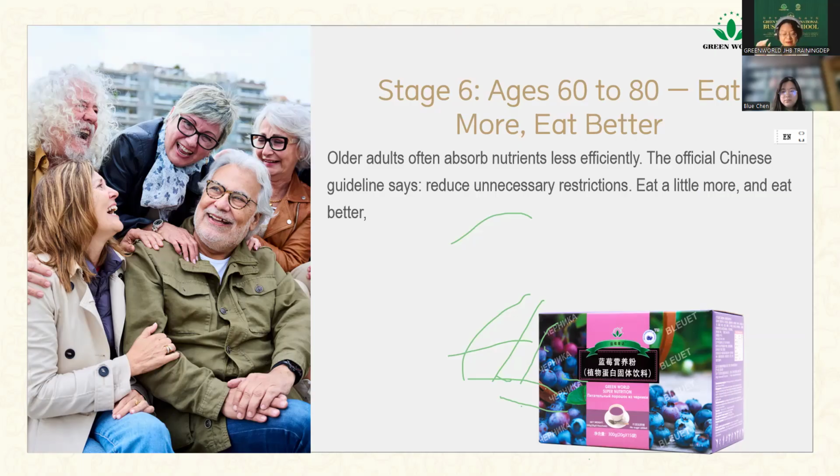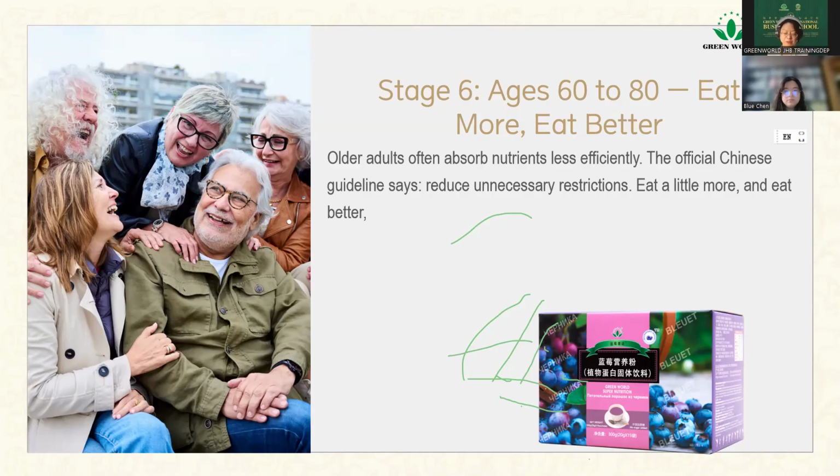This means every bite needs to be nutrient dense. Older adults often absorb nutrients less efficiently. So the official guidelines say: reduce unnecessary restrictions. Well, this is a Chinese guideline. Eat a little more and eat better.